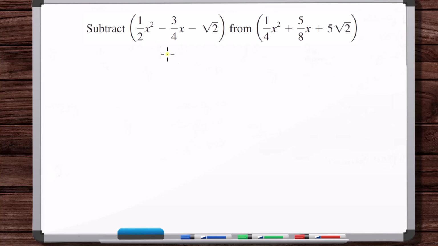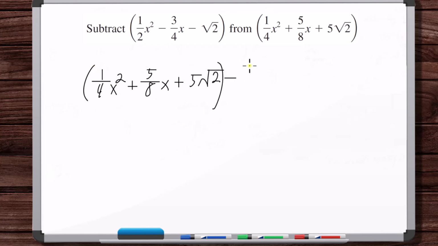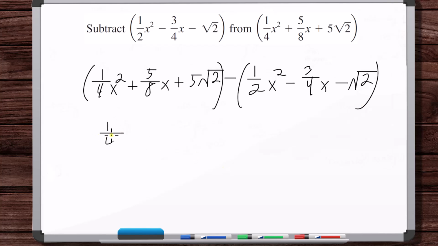Okay, let's subtract this from this. So the idea is you're taking this polynomial and you're subtracting this polynomial from it. So we can distribute that minus.